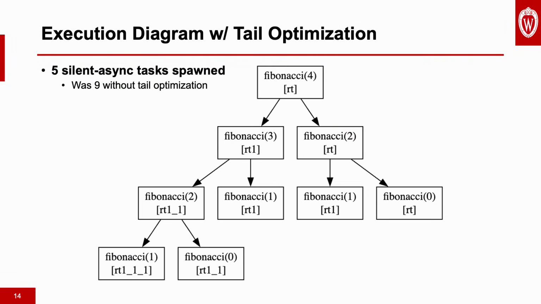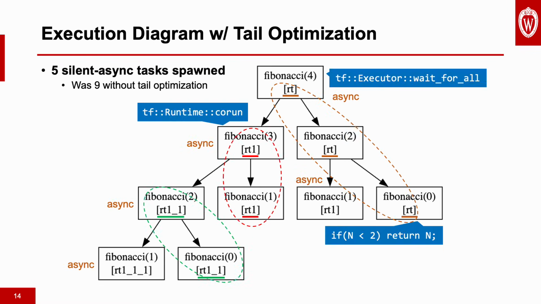This is the execution diagram with tail optimization. Only when we move to the left child will we create an asynchronous task. In this example, there will be a total of 5 asynchronous tasks created, which would otherwise be 9 without tail optimization.